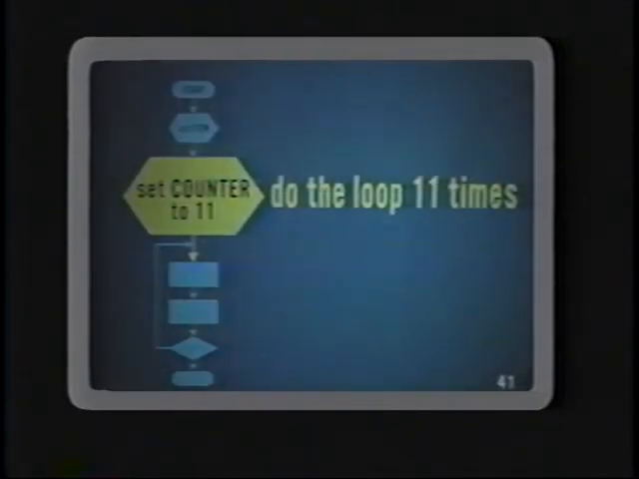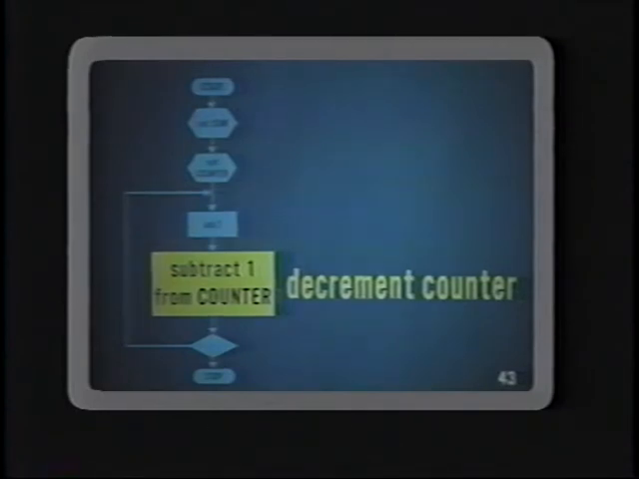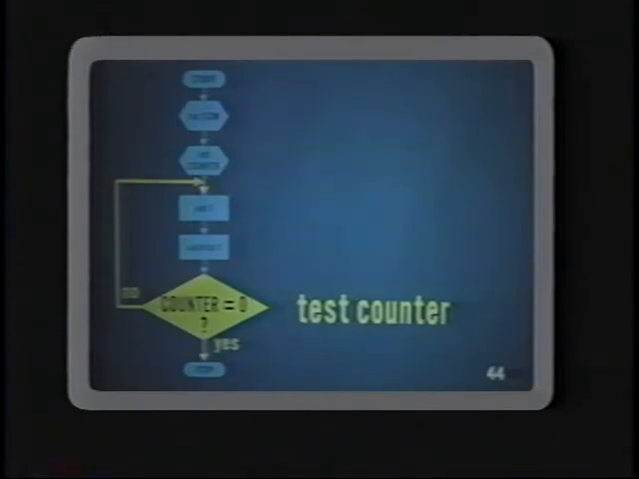So to multiply 7 by 11, a counter can be initialized to 11, the number of times the loop will be repeated. 7 is added to sum each time the loop is performed. Each time the loop is performed, 1 can be subtracted, or decremented, from the counter. This means that the counter holds the number of iterations still to be done. The decision diamond tests the counter to find out whether it is counted down to 0. If the counter equals 0, the process is done and it's time to stop. If the counter does not equal 0, the process continues by looping back to the addition step.